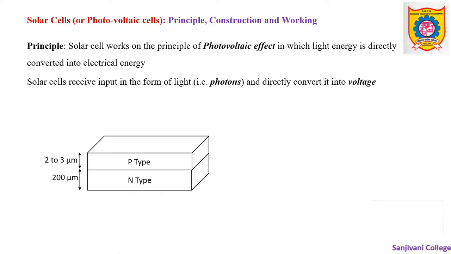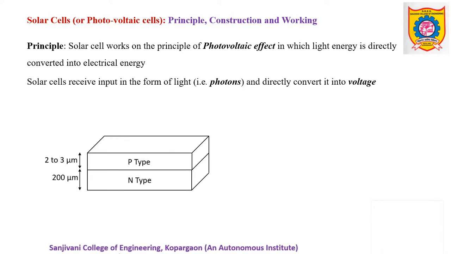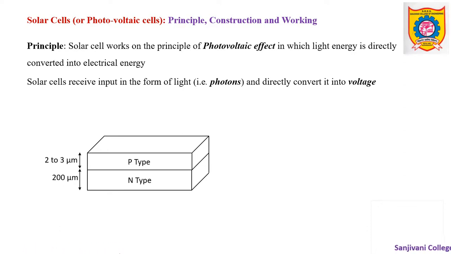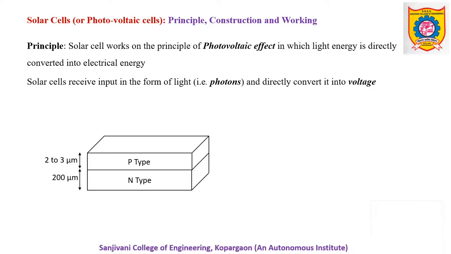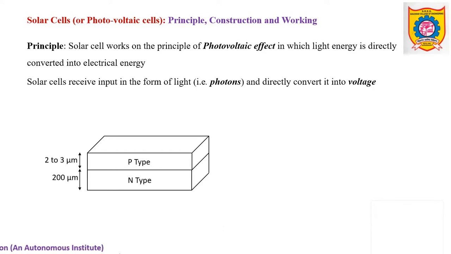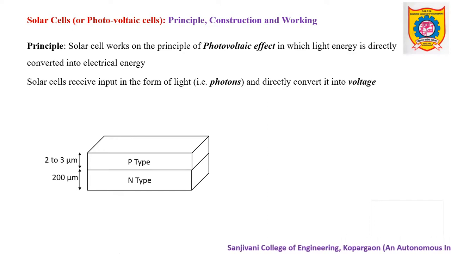However, practically it is also very thin. It has a thickness of about 200 micrometers. Now 200 micrometers means 200 into 10 raised to minus 6 meter. That is 200 into 10 raised to minus 3 millimeter or 0.2 millimeter. So if we consider the thickness of N-type, it is 0.2 millimeter, and see how thin the P-type is. So in general, we can say that very thin layers of P and N-type semiconductors are deposited over each other.